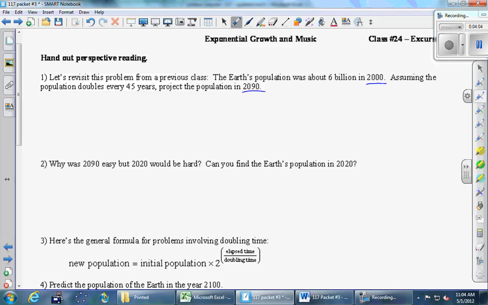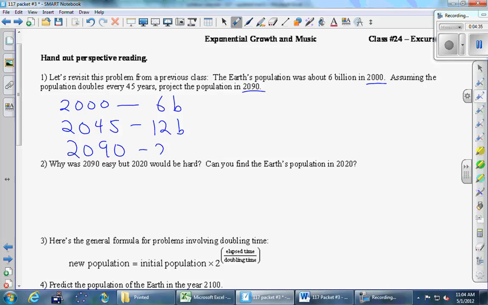So if we're going to double 6 twice, what do we land on? If we double 6 twice, what do we land on? 24, yes? You said 2 doublings. So if you wanted to be really careful and write everything down, you could say in the year 2000, we had 6 billion. What's the next year where things were nice? In 2045, which is when it doubled the first time and gave us 12 billion. And then in 2090, 24 billion, okay? It doubles twice.